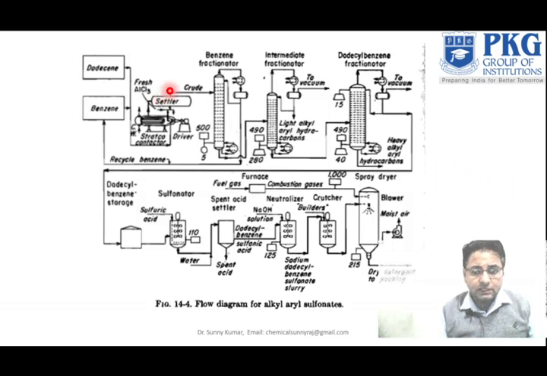Now you will see this is a flow sheet for alkyl aryl sulfonates, and this is a storage tank, and here are benzene and dodecene. When you send this crude in, it goes to the benzene fractionator. This is the one we discussed previously, how we can create this detergent. Here we have used three types of fractionator: the first one is the benzene fractionator, the next is the intermediate fractionator, and finally the dodecyl benzene fractionator.